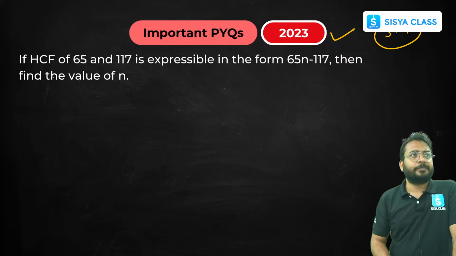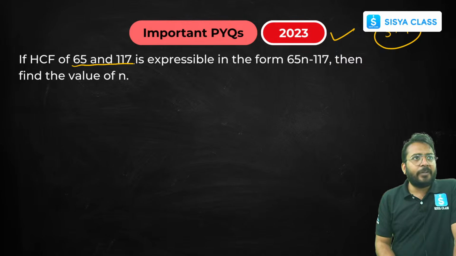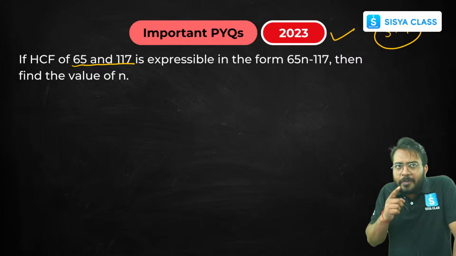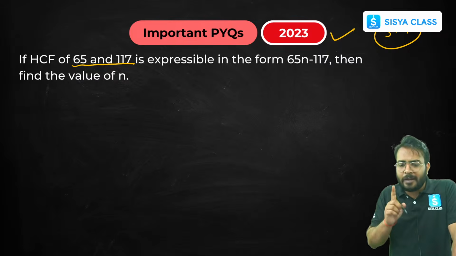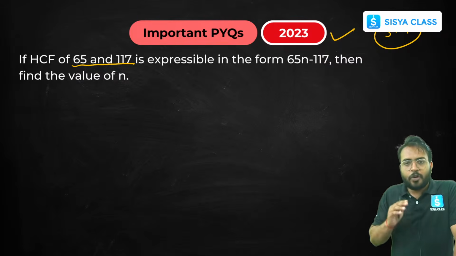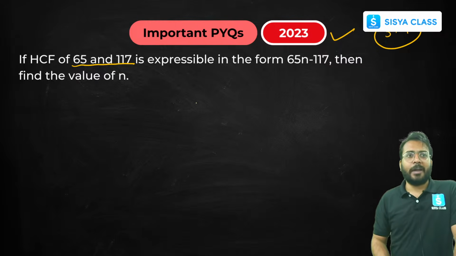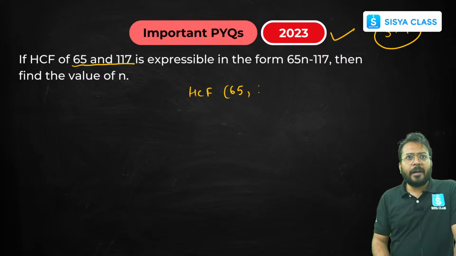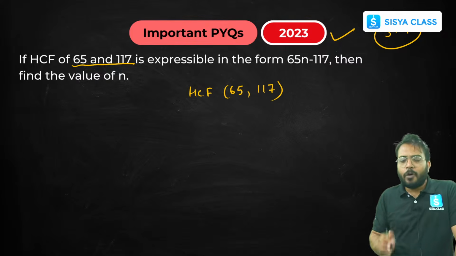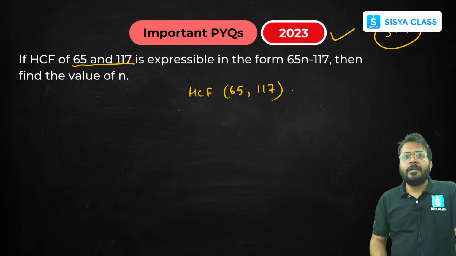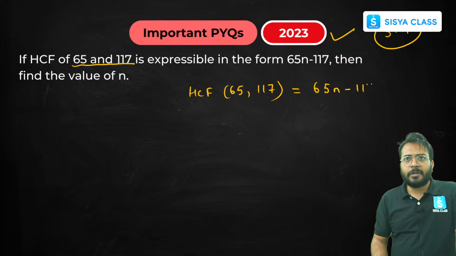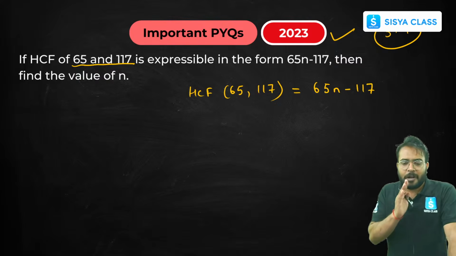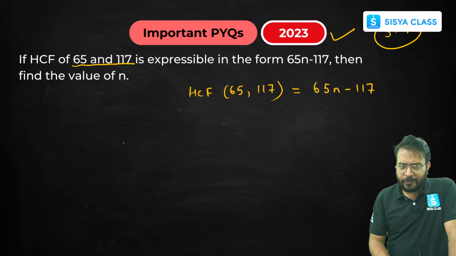They are saying that the HCF of 65 and 117 can be expressible in the form of 65n minus 117. So what is the value of n? You need to find out. What they have given is the HCF of 65 and 117; whatever HCF you get can be written as 65n minus 117. So first of all, let's find out the HCF of 65 and 117.